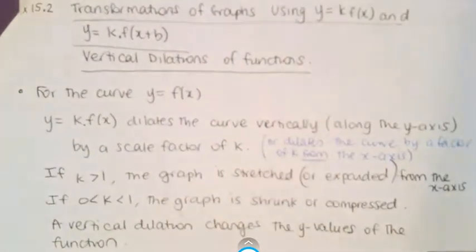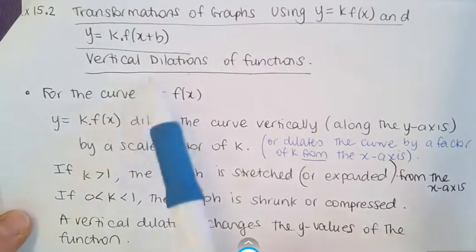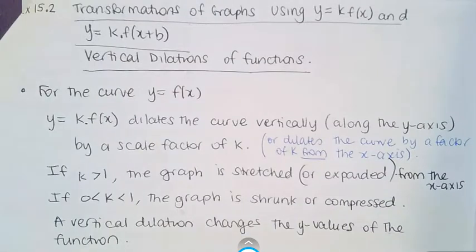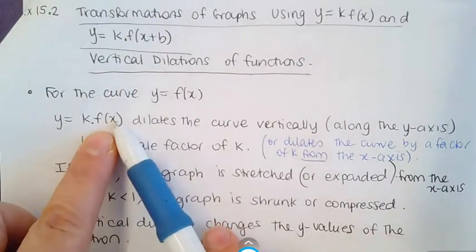Before we continue on to exercise 15.3, we're just going to go back and look at exercise 15.2. Now, these are vertical dilations. These are the dilations that you are used to. You've seen these in year 11 before, in year 9 and 10, etc. It's where your constant is in front of the function.